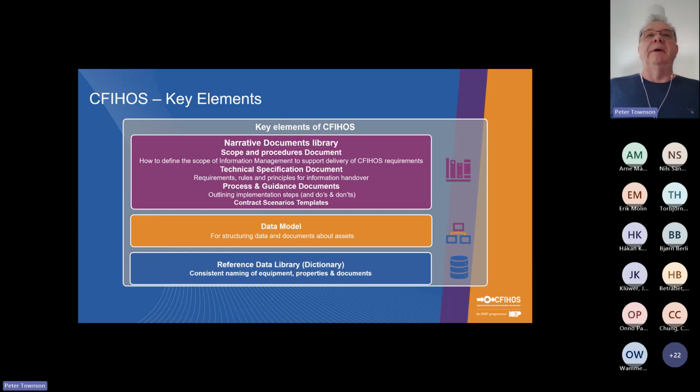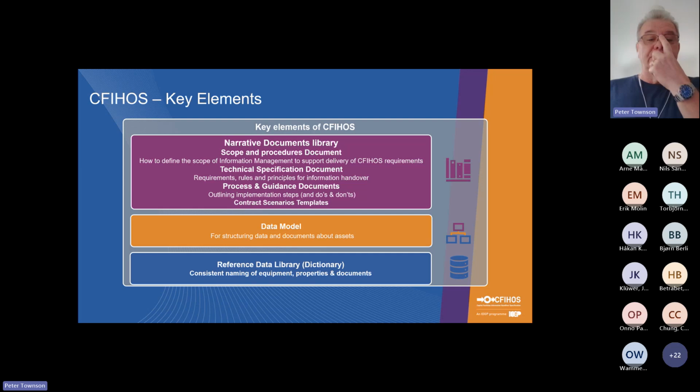So a little bit about our key elements. CFIHOS has basically three key elements that we publish. The first is what we call our narrative document library, and that's made up of a number of documents. We've got our scope and procedure document, and that is basically how to define the scope of information management to support how CFIHOS is delivered.